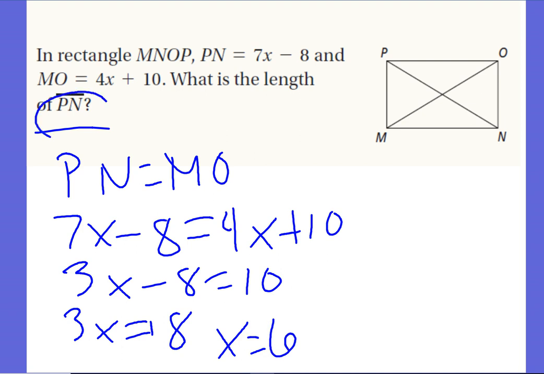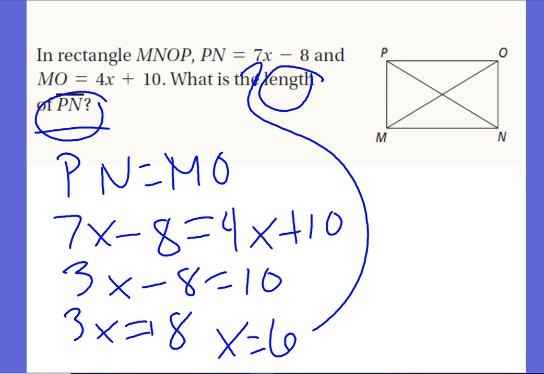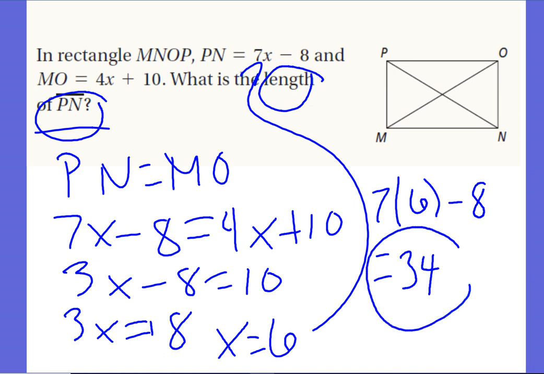But be careful, guys. It wants to know what the length of PN was. So make sure that we substitute it right back in to the value of PN. So we have that 7 times 6 minus 8 will give us our value. And 7 times 6 is 42, and minus 8 is 34 for the value of PN. So there is a little bit of use of how we can apply the characteristics of rectangles in some applications.